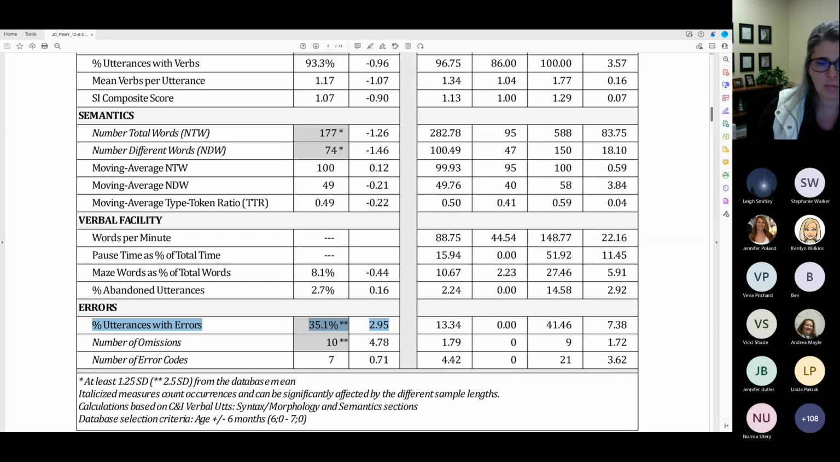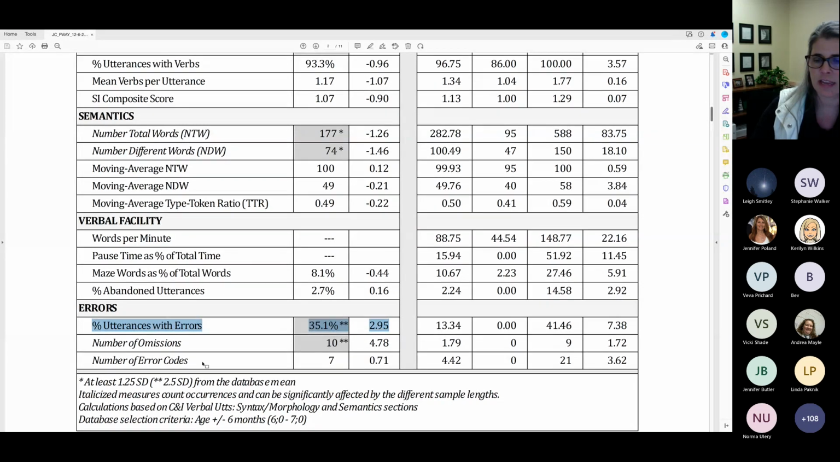And then where we can see that the issue is not necessarily error codes. So like he was using the wrong word or the words are in the wrong order. This next measure here tells us that what he's doing is omitting words.